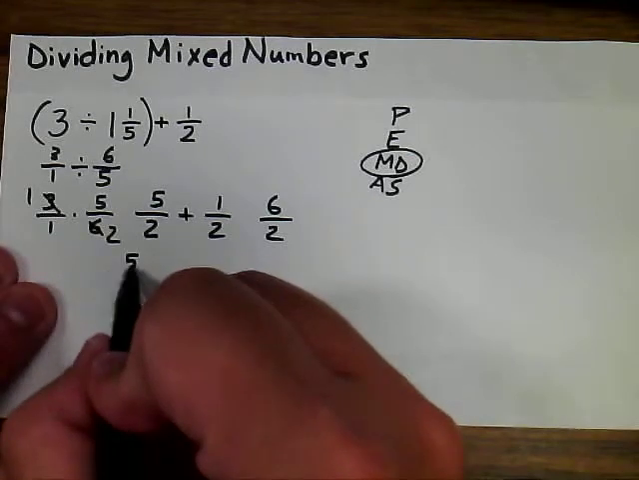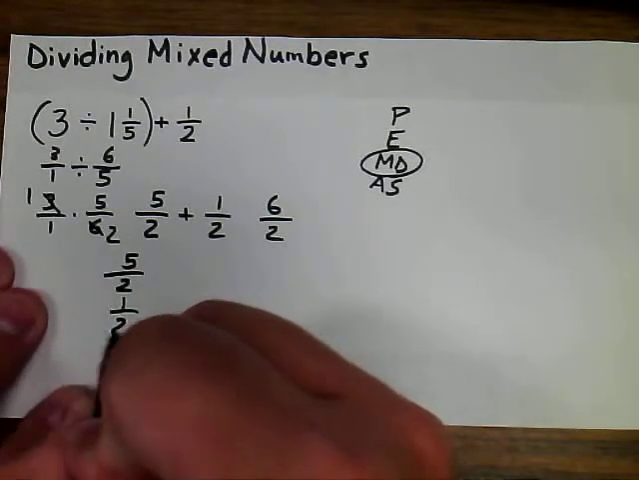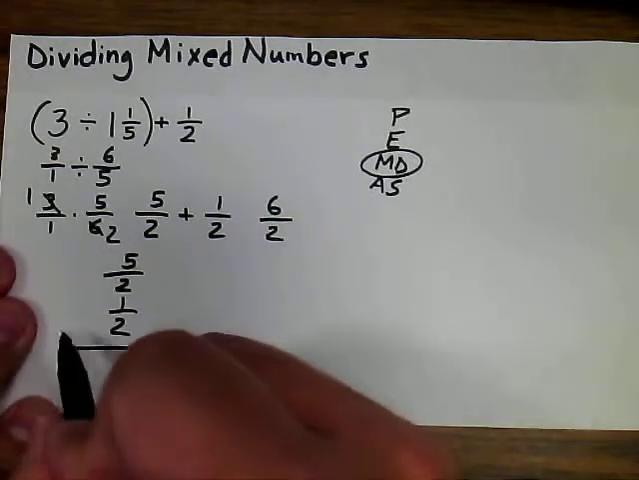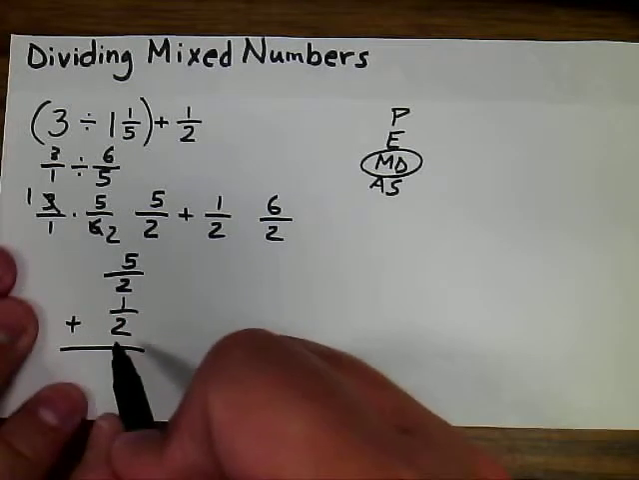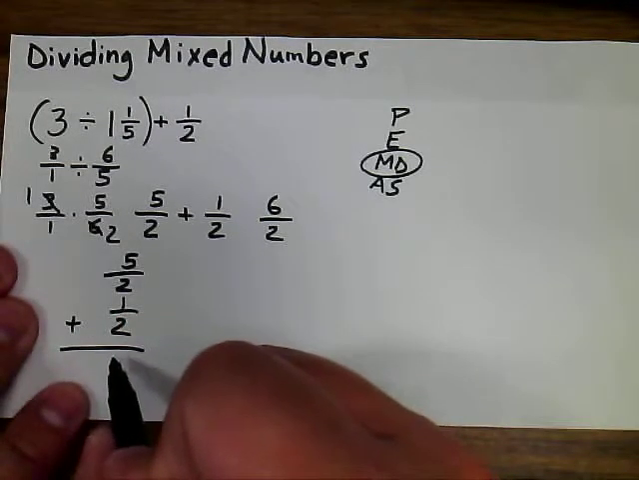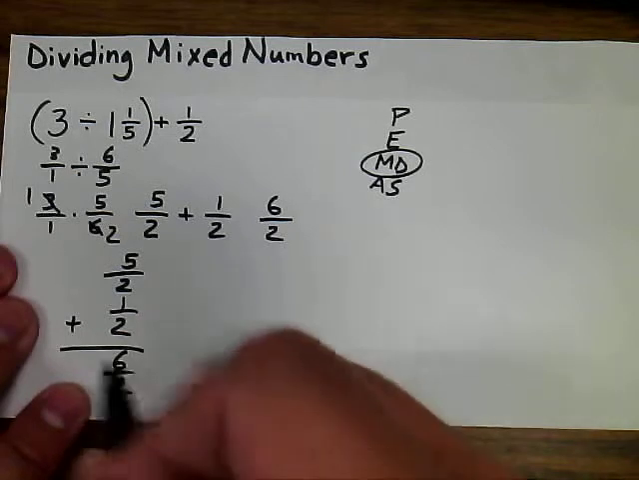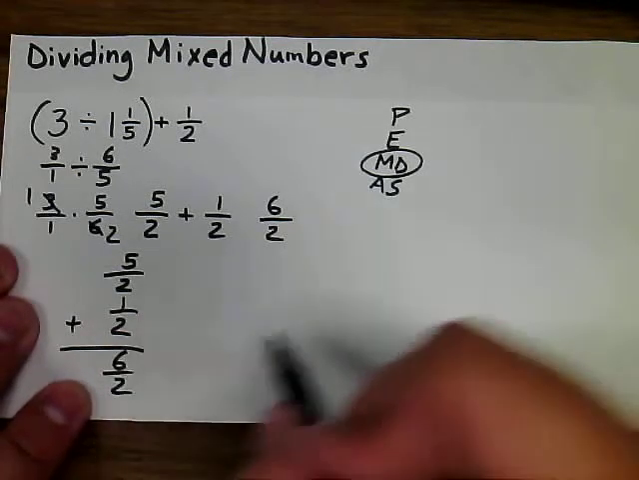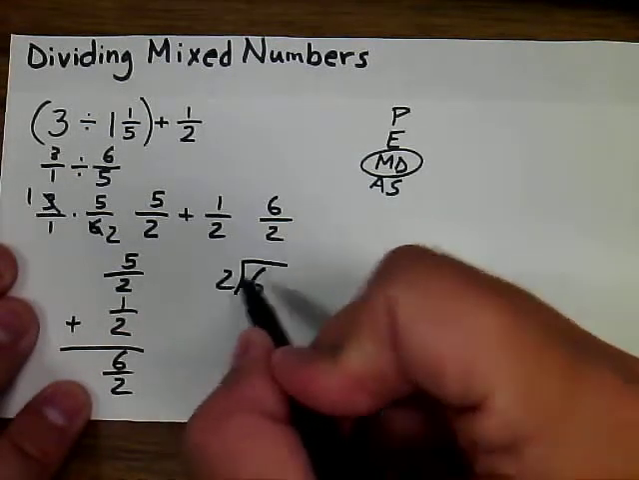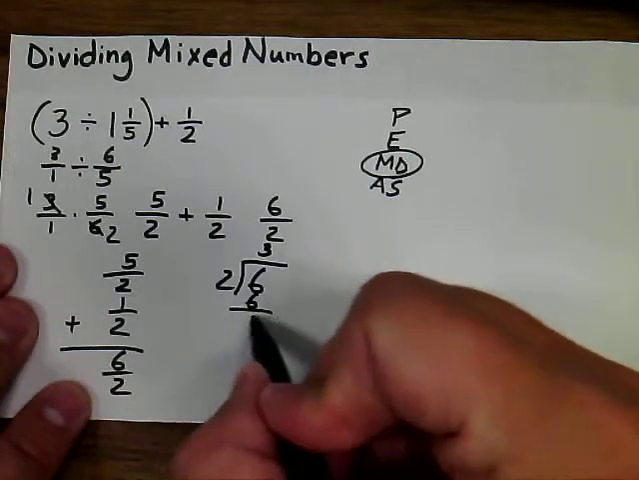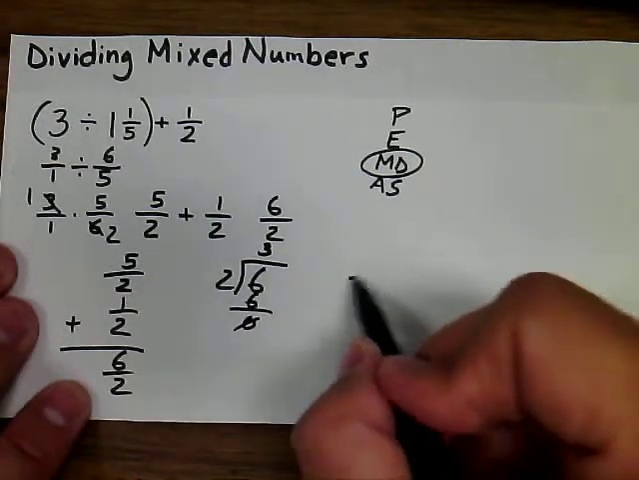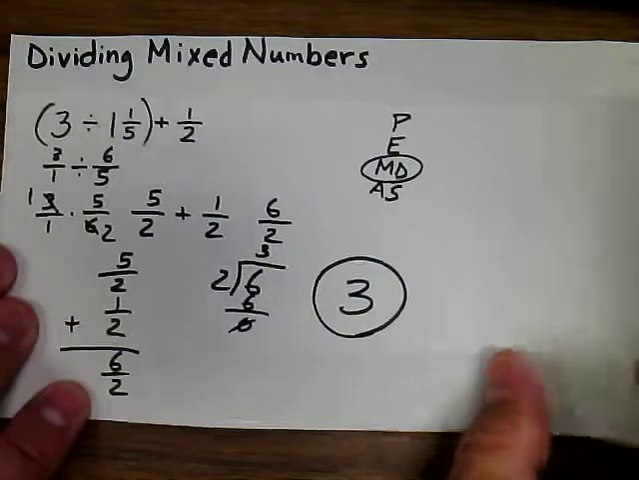Many people prefer to add in the vertical format to make sure that they don't accidentally add those denominators. So 6 over 2 would then need to be divided. 6 divided by 2 goes 3 times with no remainder. So our whole answer will be the whole number 3.